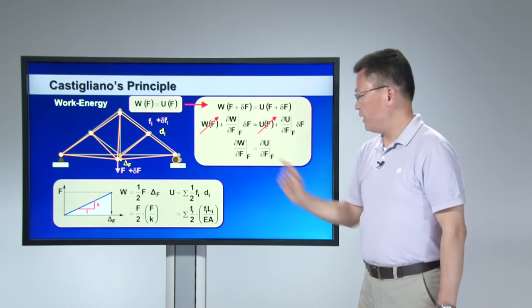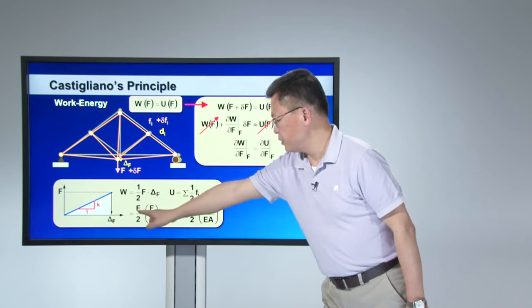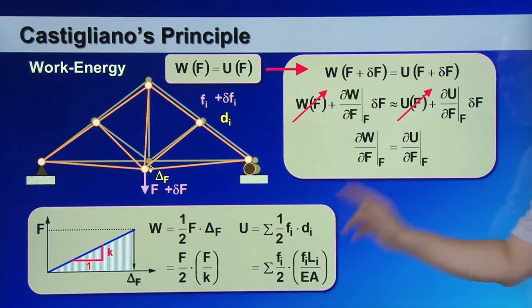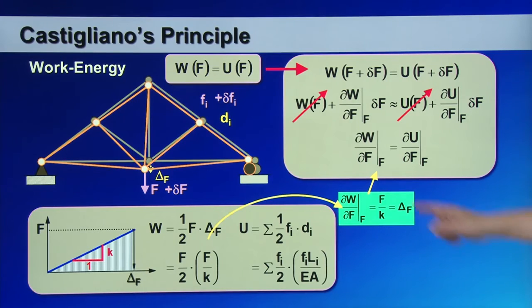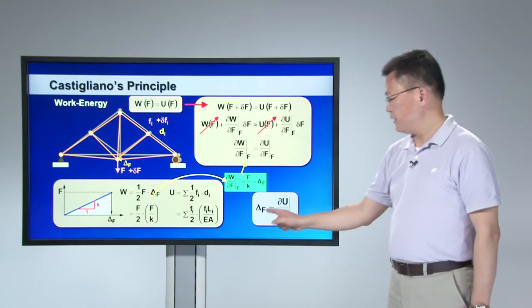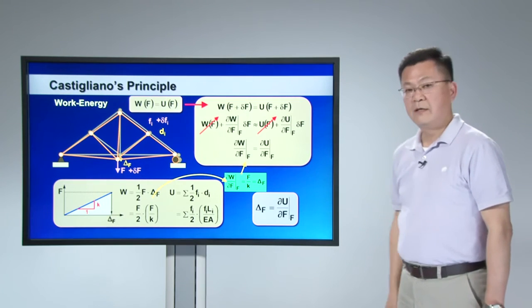So what is ∂W/∂F? W is the work done by the external force. It is a function of F over 2 times F over K. So if I take ∂W/∂F, then that will give me F over K, which is deformation. As a result, the left-hand side reduces to the deformation of the structure. So here is the equation. This equation is the Castigliano equation. It says delta F is equal to ∂U/∂F evaluated at the external F.